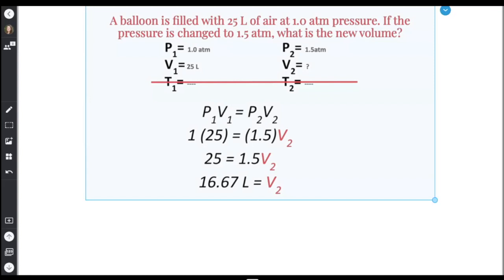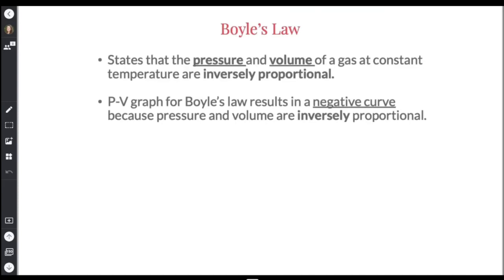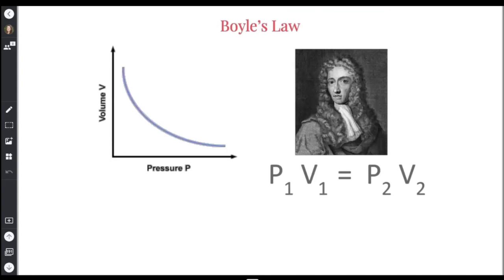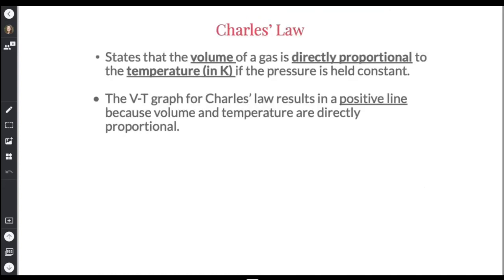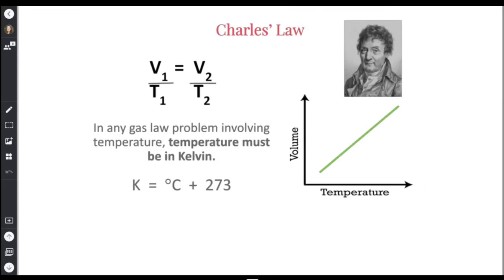And so remember, in Boyle's law, pressure and volume are inversely related. So that's where you see that negative curve. And then you have Charles's law, volume and temperature. And you see your positive relationship.